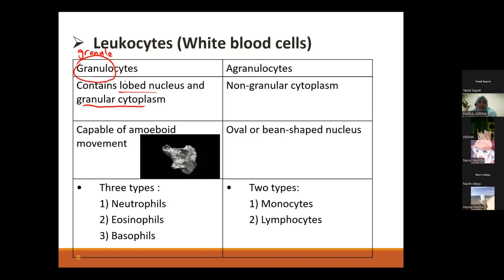For agranulocyte, A means none. So agranulocytes do not have granular cytoplasm. But do they have a nucleus? Yes, the nucleus is still there.